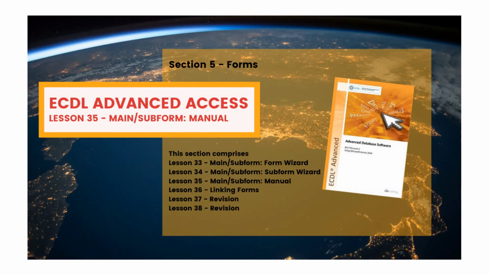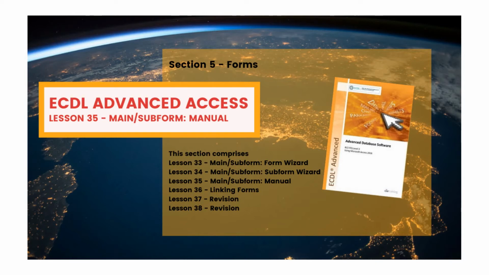ECDL Advanced, Access, Lesson 35, Main and Subform Manual Techniques. The main/subform can be created without using any wizards. With the main form in Design View and the control wizards turned off, click on the Subform/Subreport button. The subform can then be manually added to the main form, and the links and design changed as necessary.